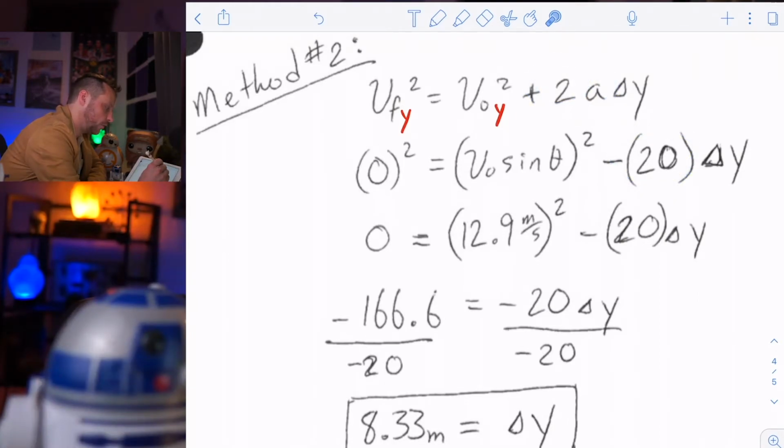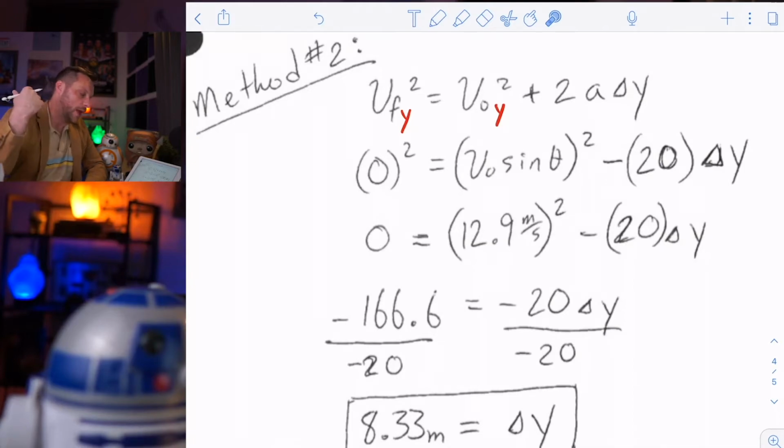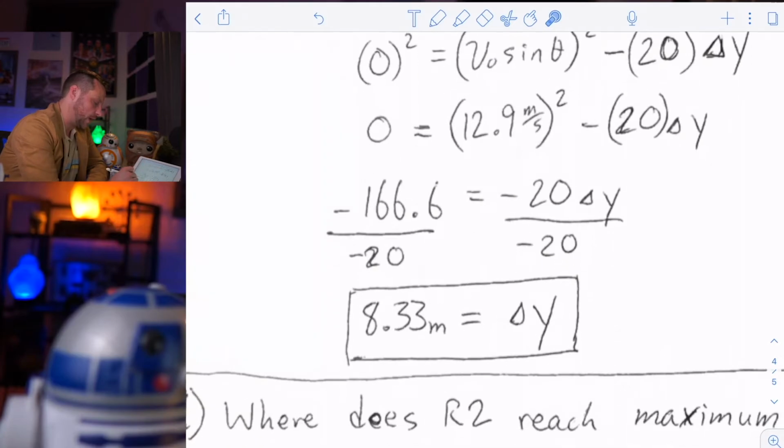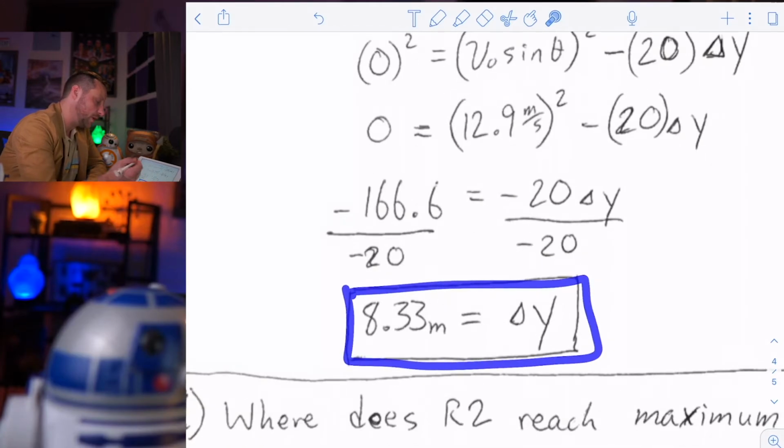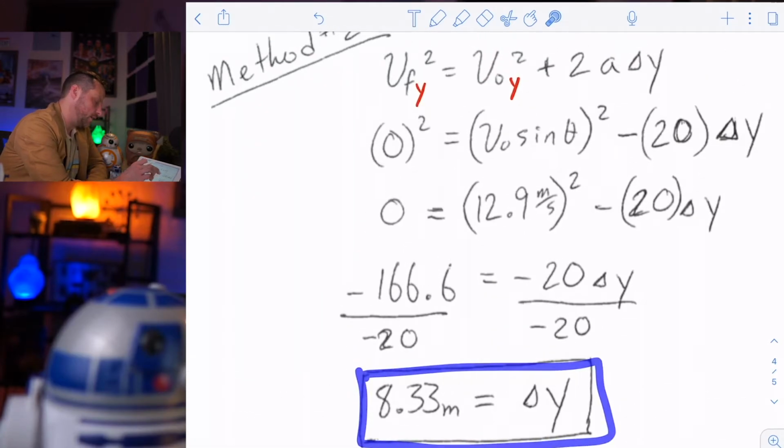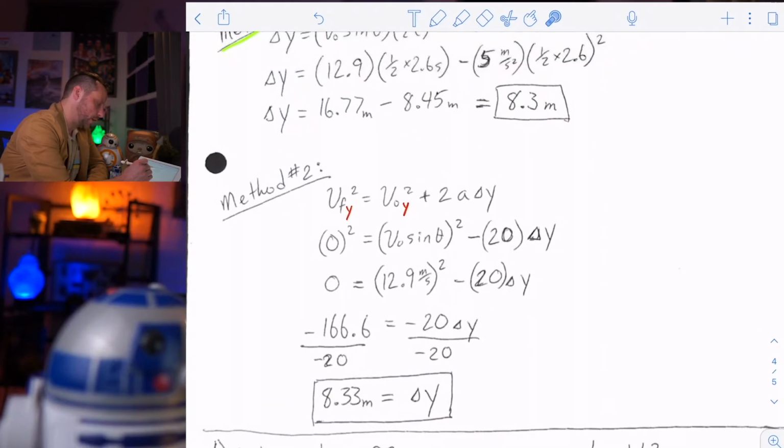And then we're going to solve for our maximum displacement, and we should get the same answer. So this is kind of cool. We can do a different equation, plug in the numbers, and we should get the same value so we can double check our work. And I do. I get 8.33 meters high, and here I got 8.3 meters. There's only a difference in significant digits, but it's the same height.